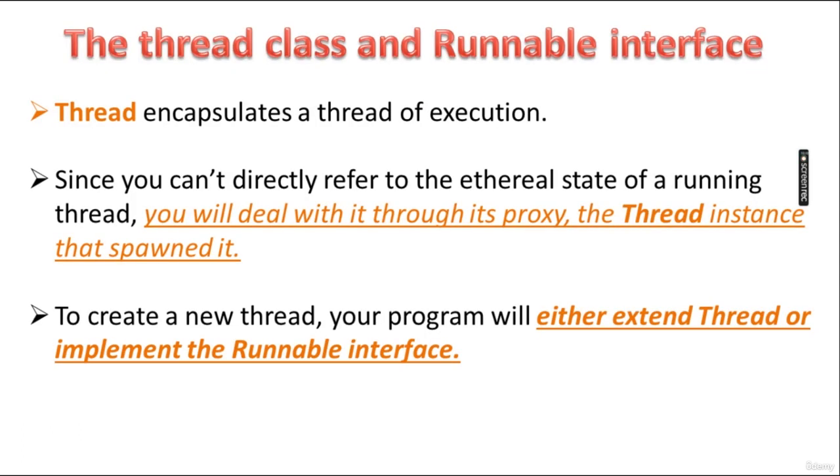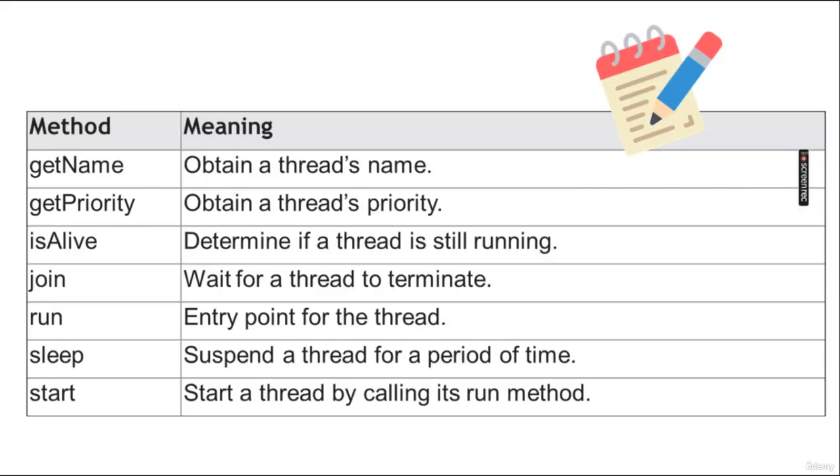The Thread class and Runnable interface. Thread encapsulates a thread of execution. A thread is a very small unit of dispatchable code in a multi-threaded environment. Since you can't directly refer to the ethereal state of a running thread, you will deal with it through its proxy, the thread instance that spawned it. So how will you access that thread? Using the thread object or thread instance. To create a new thread, your program will either extend Thread or implement the Runnable interface. We will see both methods.